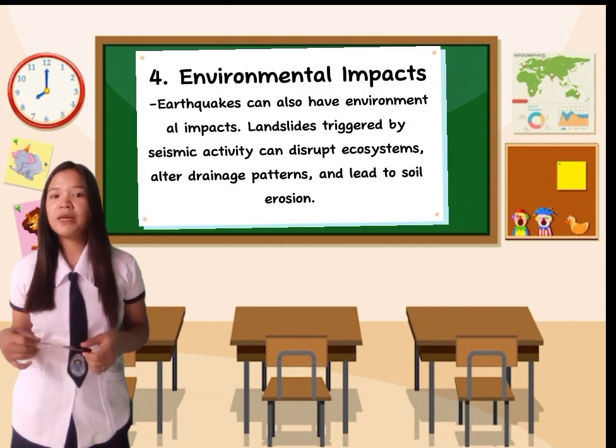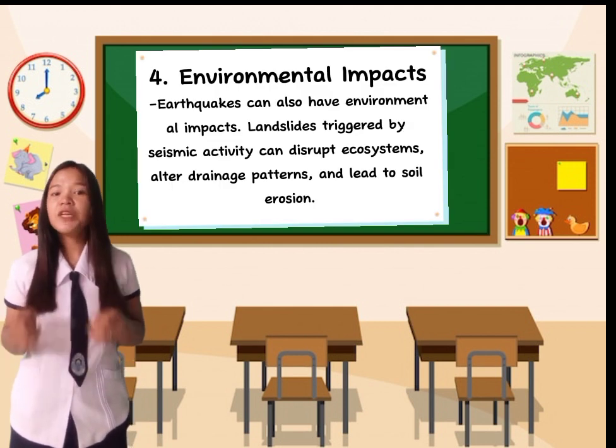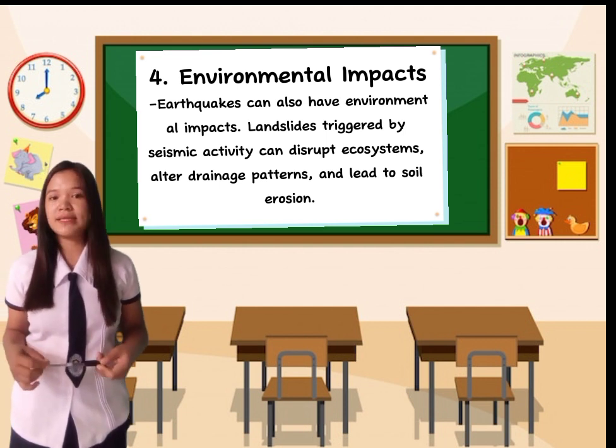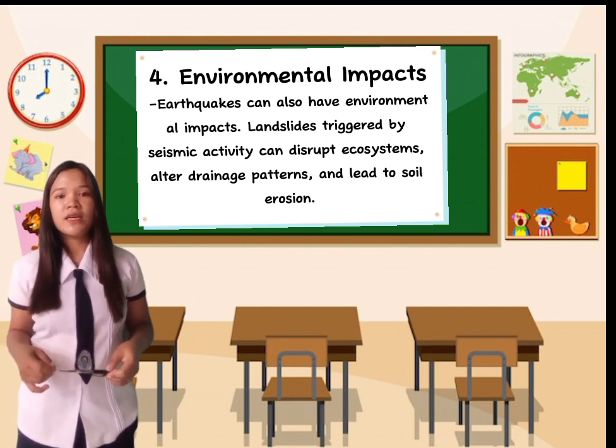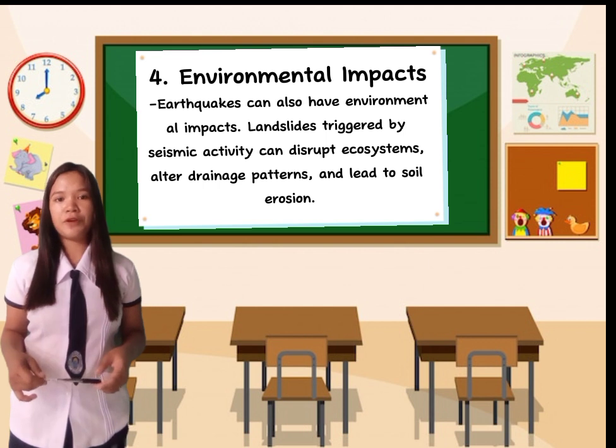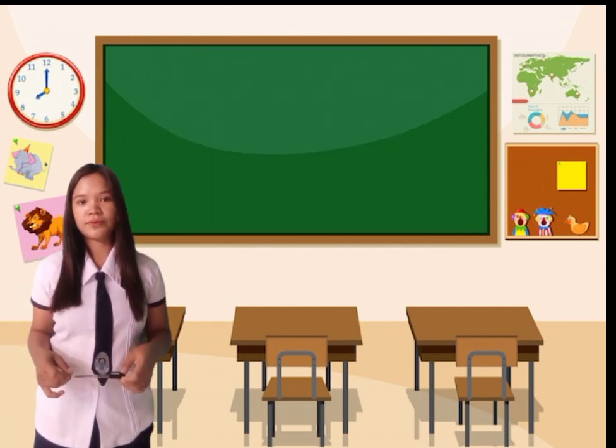Number 4, the environmental impacts. Earthquakes can also have environmental impacts. Landslides triggered by seismic activity can disrupt ecosystems, alter drainage patterns, and lead to soil erosion.